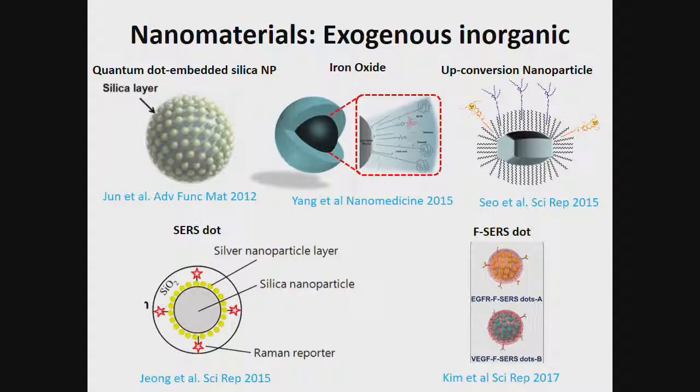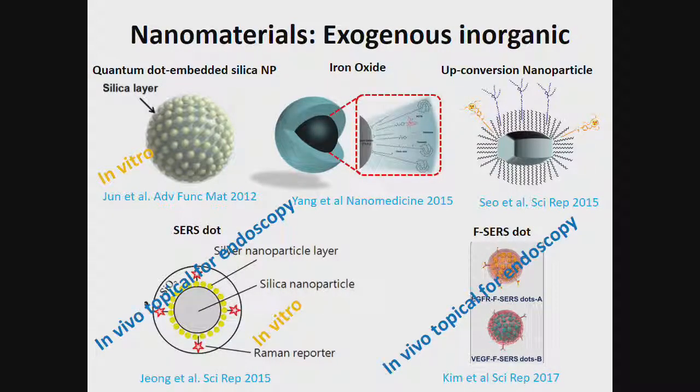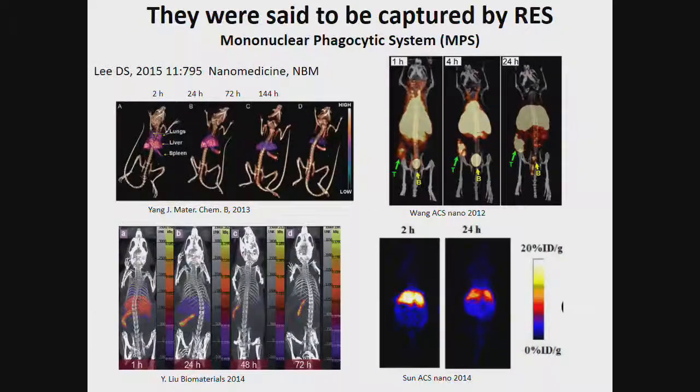Since then, we were interested in using this for in vitro use, for endoscopy use, surface enhanced Raman, or even in vivo use of convergent nanoparticles. While trying to understand the in vivo behaviors of those nanoparticles, whether modified or not, in the literature, I found that they were said to be captured by the reticuloendothelial system, which is also the mononuclear phagocytic system. MPS is the most recent term.